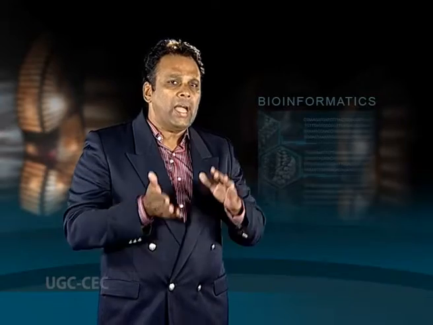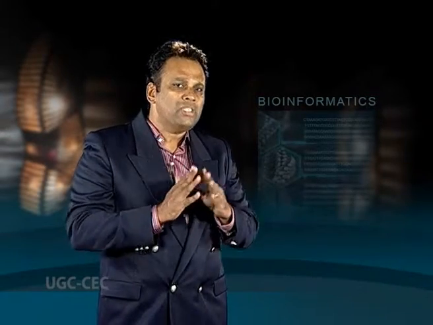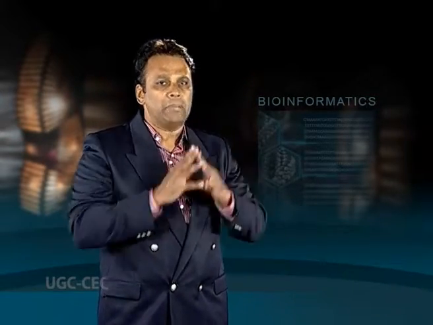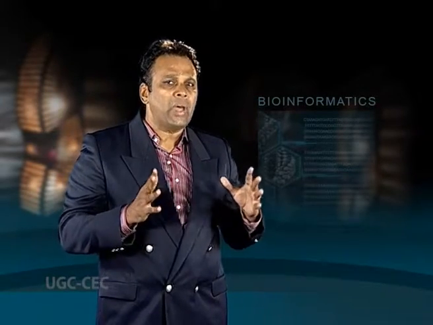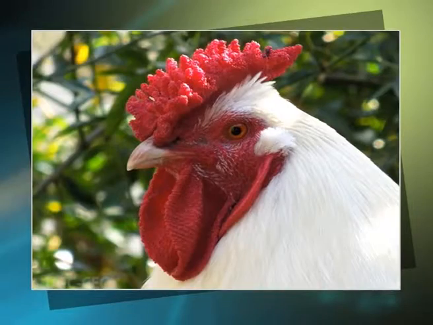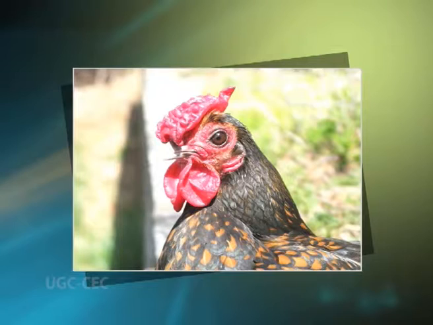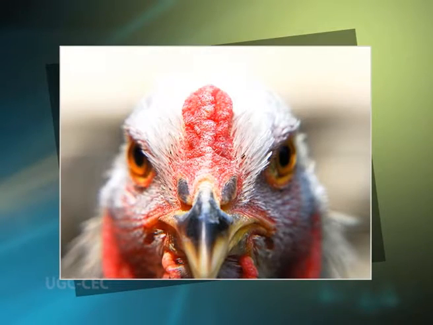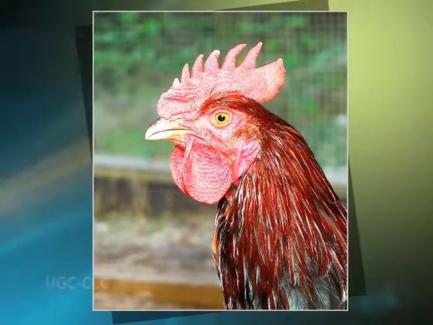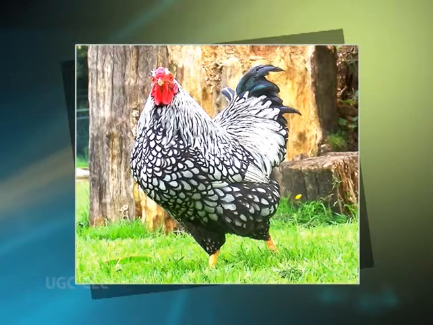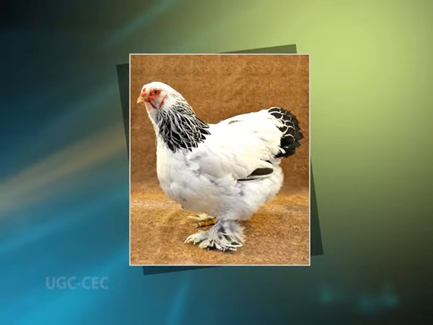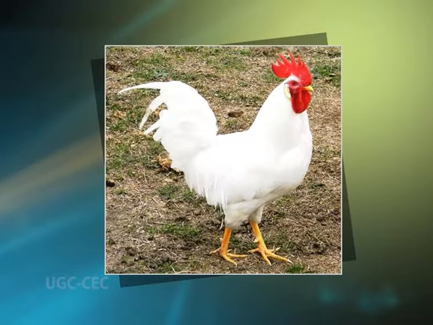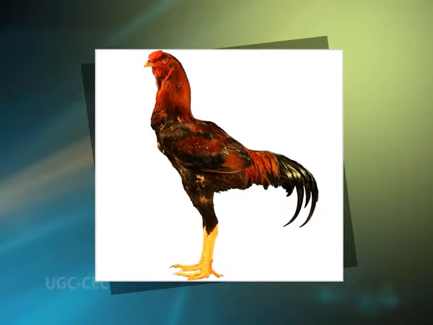Bateson and Punnett analyzed the three comb patterns of chicken known to exist at that time. Chickens have a variety of comb types. They are rose, walnut, pea and single. Rose comb is found in the Wyandotte breed, pea comb in the Brahma breed, single comb in the Leghorn breed and walnut comb in the Malay breed of fowls.